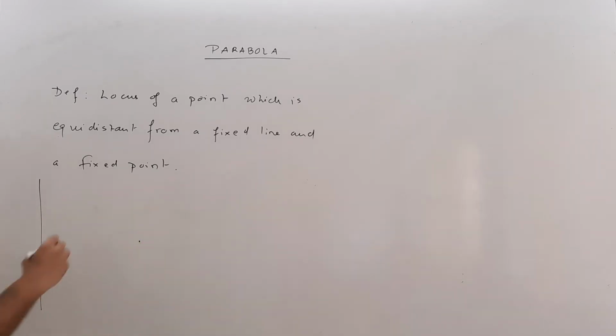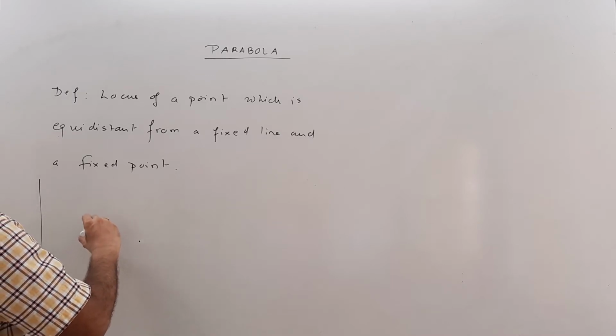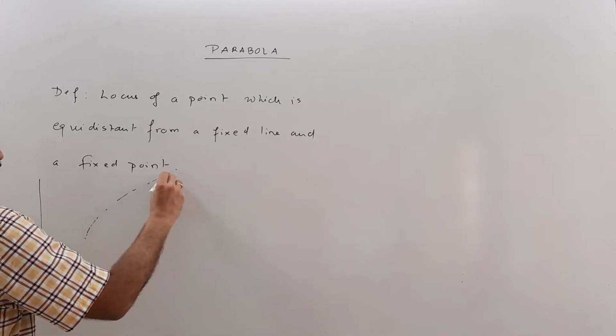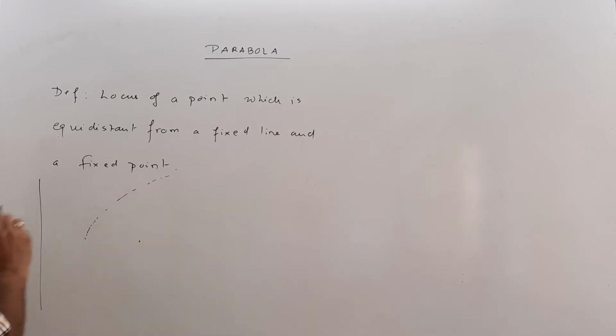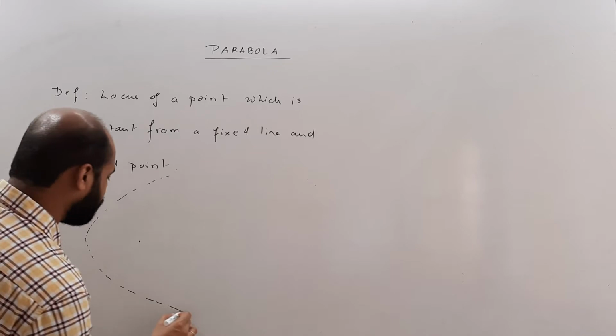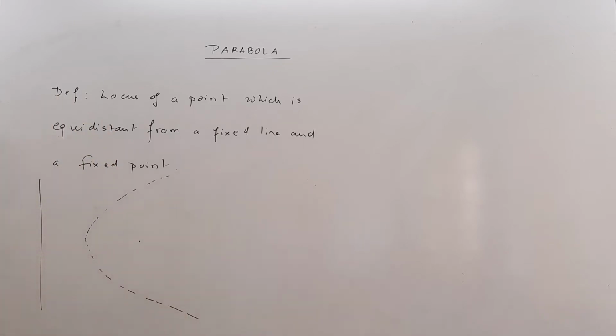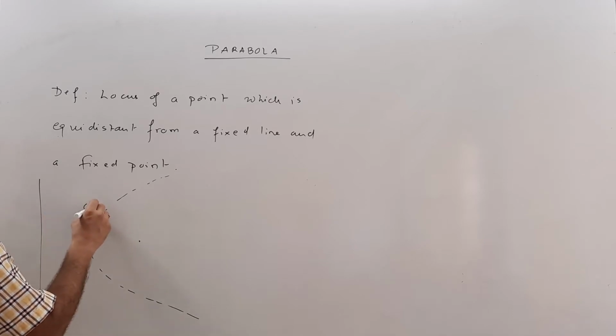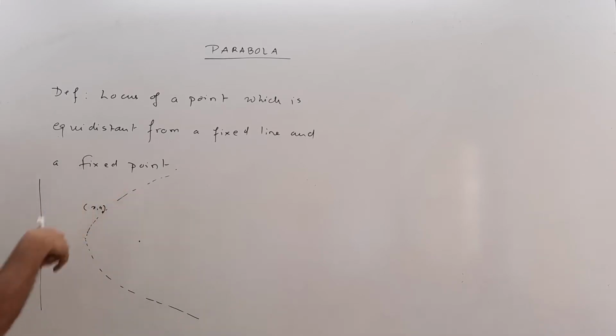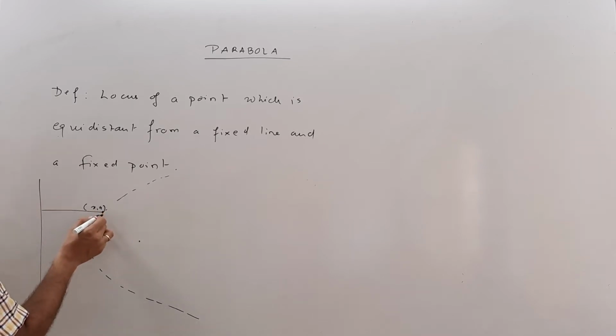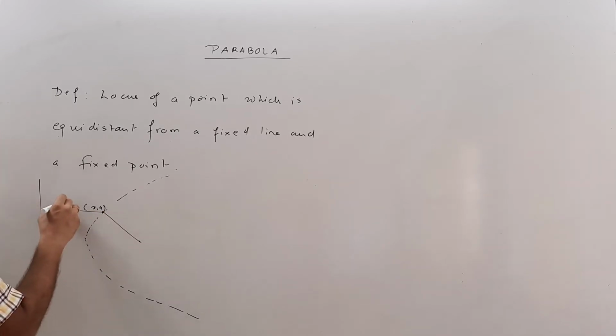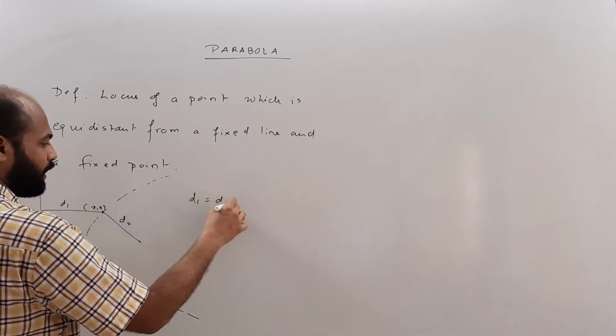So we want a moving point in such a way that the distance from the fixed line and from the fixed point given at any point of time remains constant. So what I want to say is, if you consider any general point (x, y) on this plane, on this curve, and if you try to measure this distance and this distance, let's say this is d1 and this is d2, then d1 is equal to d2.